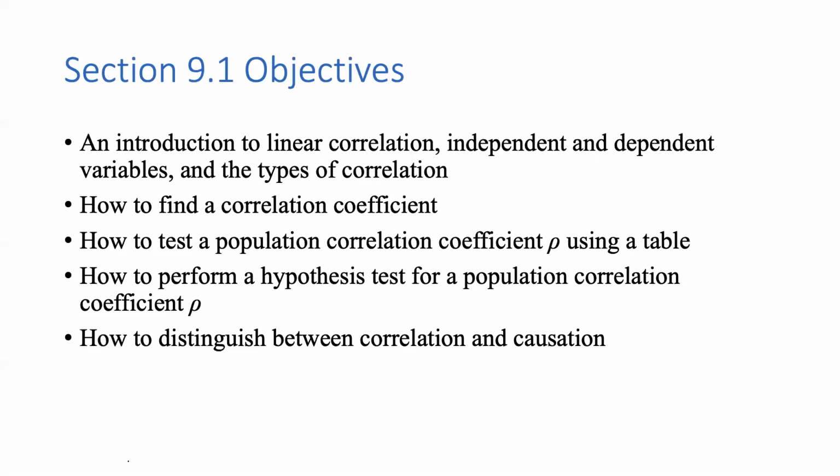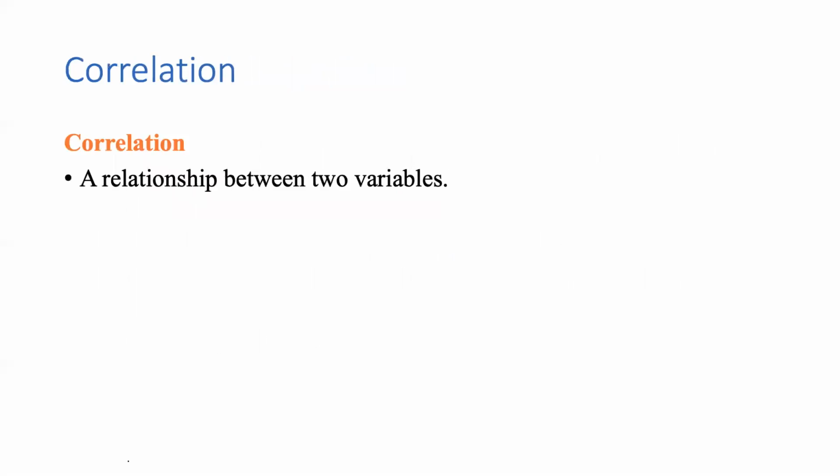Then obviously we want to test hypotheses about population correlation, and there are two ways we'll do it, right? Using a table, and using a hypothesis test where we construct a test statistic and then determine if the correlation is significant or not. And finally, we'll finish this section with a very important notion that correlation does not suggest causation, right? Those two are separate ideas. Just because two variables are correlated doesn't mean that one causes the other. Okay, so that's the big roadmap for this section.